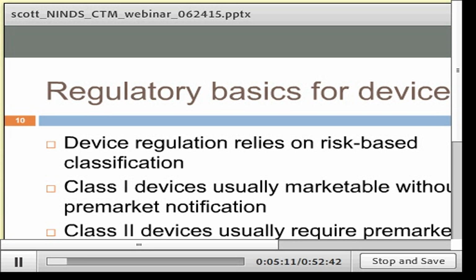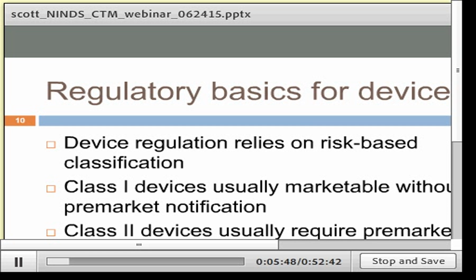Devices are a little bit different. The regulation of devices relies on classifications that are based on the risk of the device, or maybe the presumed risk of the device. So class 1 devices, which are considered, I'm not sure what the statutory language is, but basically harmless. These are usually marketable without pre-market notification. The classic example of a class 1 device is a tongue depressor. A class 2 device is something that requires pre-market notification, which is a kind of application to the FDA. It's usually called a 510K application.